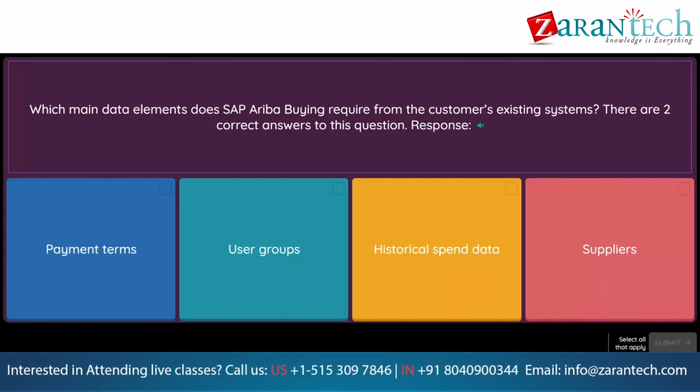Question: which main data elements does SAP Ariba buying require from the customer's existing systems? There are 2 correct answers to this question. Response: Option 1, payment terms. Option 2, user groups. Option 3, historical spend data. Option 4, suppliers.